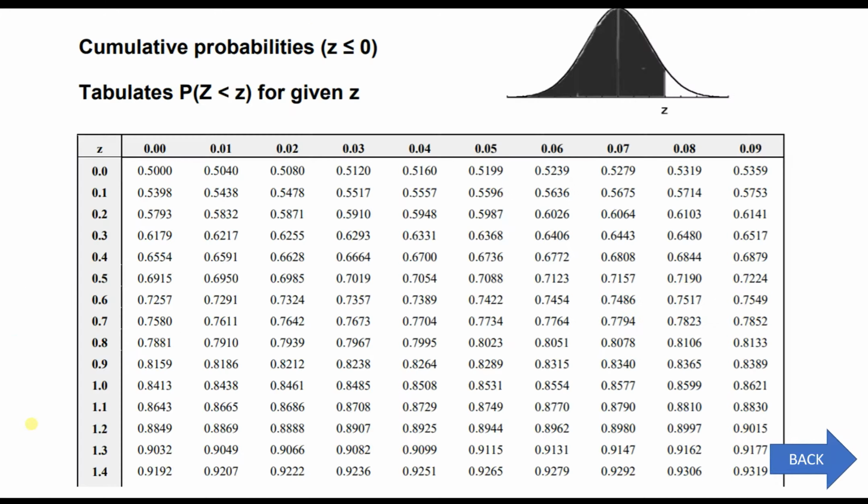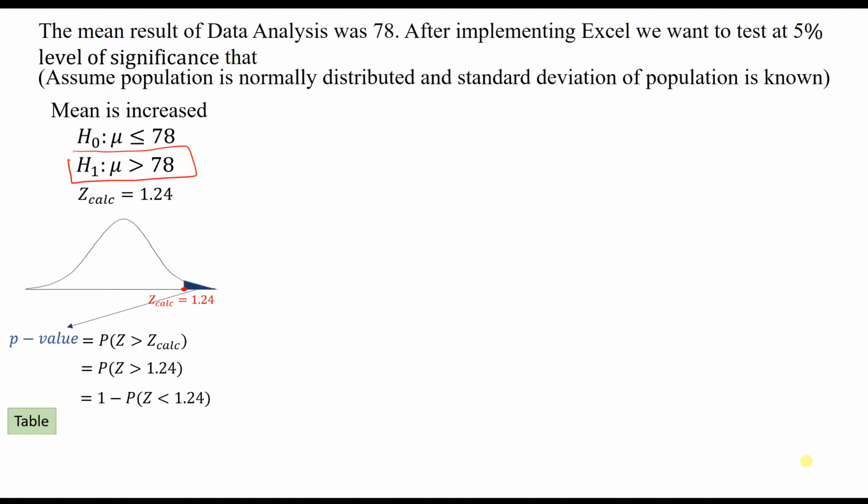Now we use the table to read this probability. First of all, we find 1.2 and the second decimal is 4. 0.04 is here, so that probability is 0.8925. So the p-value is 1 minus 0.8925, and it is 0.1075.